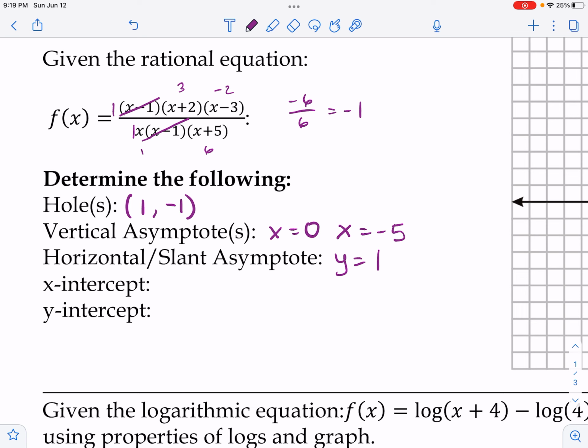And for our x-intercepts, we look at the top. So we just set both factors equal to 0, which gives us negative 2 comma 0 and 3 comma 0. And we have no y-intercepts.